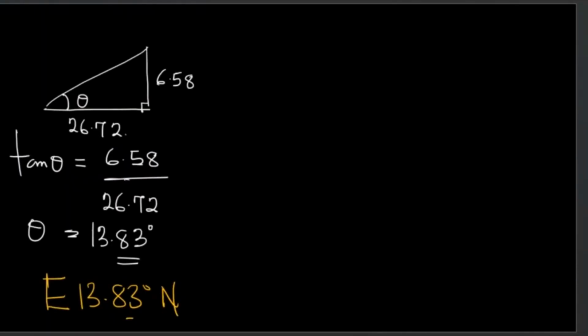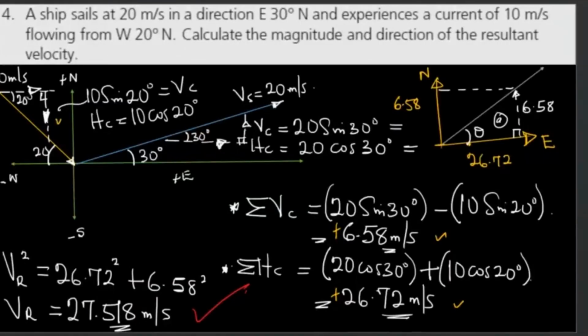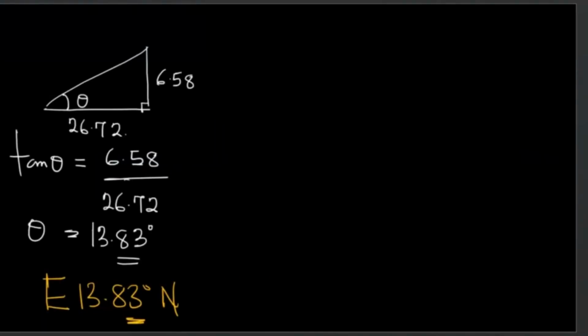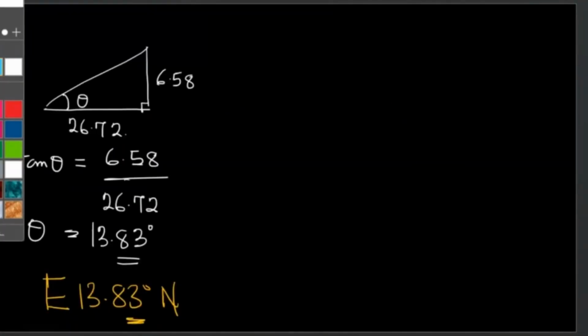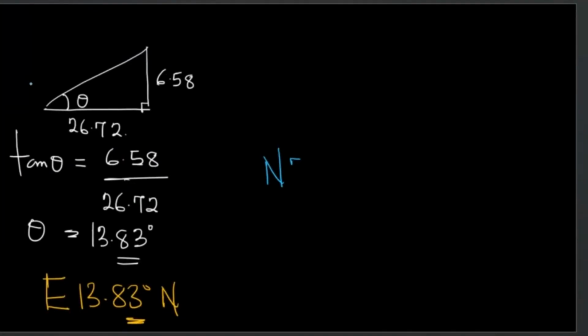If you subtract this from 90 degrees, you are going to get the other angle. Let's subtract it from 90 degrees. You're going to get 76.17. So it's going to be referencing north. So you're going to write that one as north 76.17 degrees east. That's the answer.